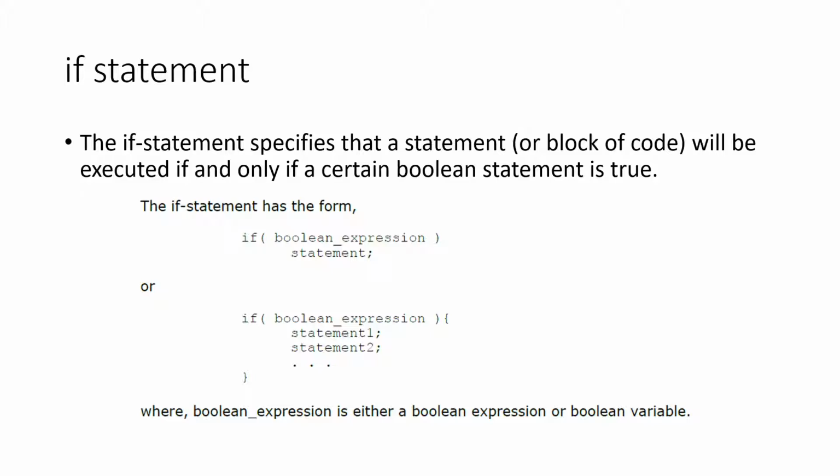So the if statement has the form if, and then you have the Boolean expression right here, anything that has the value of true or false, and then you put the statement right here. It can be a lot of statements. It can be a whole program again. It can also be another if inside an if. So you will see that later. Where Boolean expression is either a Boolean expression or a Boolean variable.